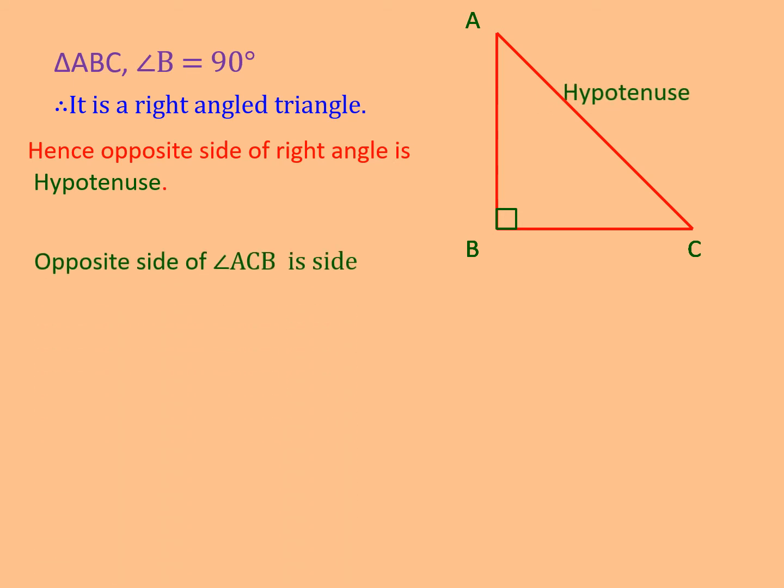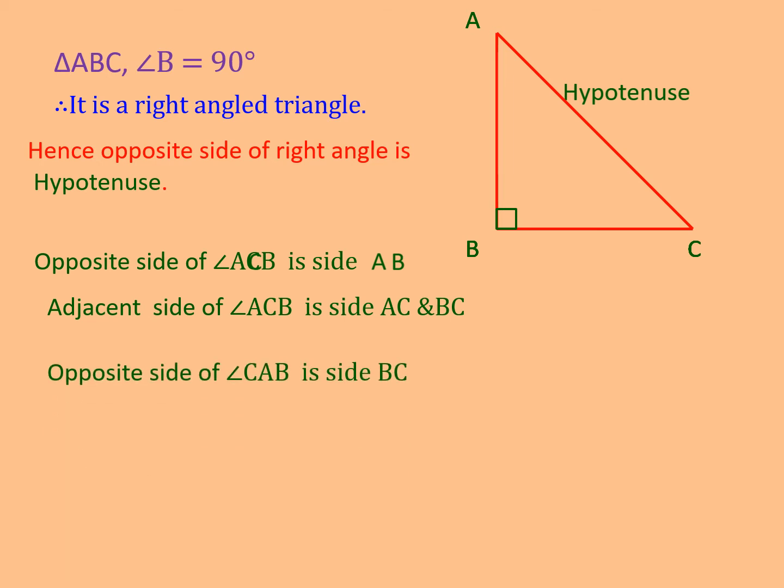Now we have to see the other two angles. So angle C and angle A are also there. We will try to find out the opposite side of angle ACB. See here, angle C, and now we are finding the opposite side of angle C. So the opposite side of angle C is AB. In the same way, the adjacent sides for angle C are BC and AC both, because these two sides are forming angle C.